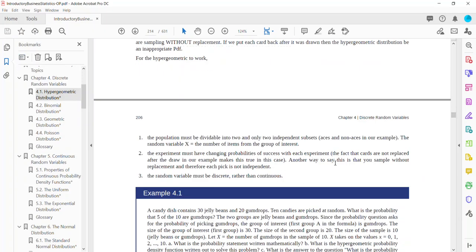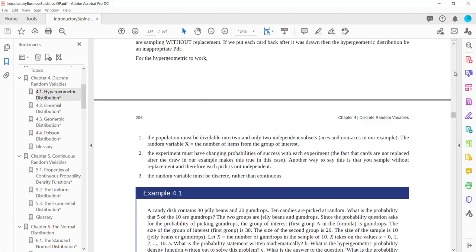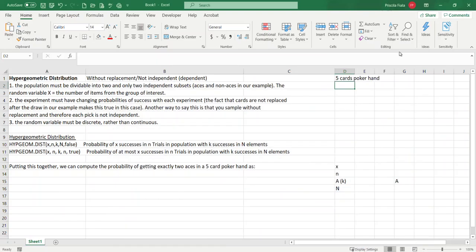Here we go. Another way to say that is this is your sample without replacement, and therefore each pick is not independent, it is dependent. What does that even mean? Let's suppose that you have five cards, a poker hand. Five, here we go, a five-card poker hand. And then you're doing a trial, right? And you're trying to define something.